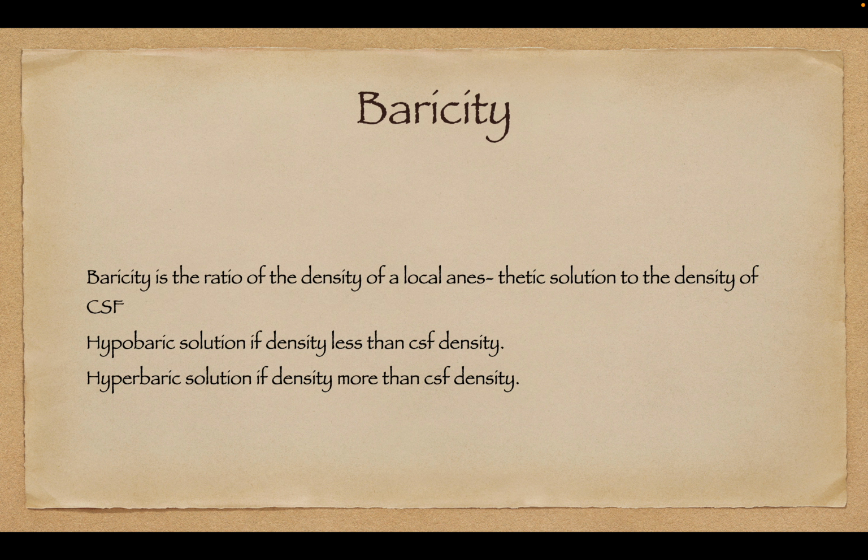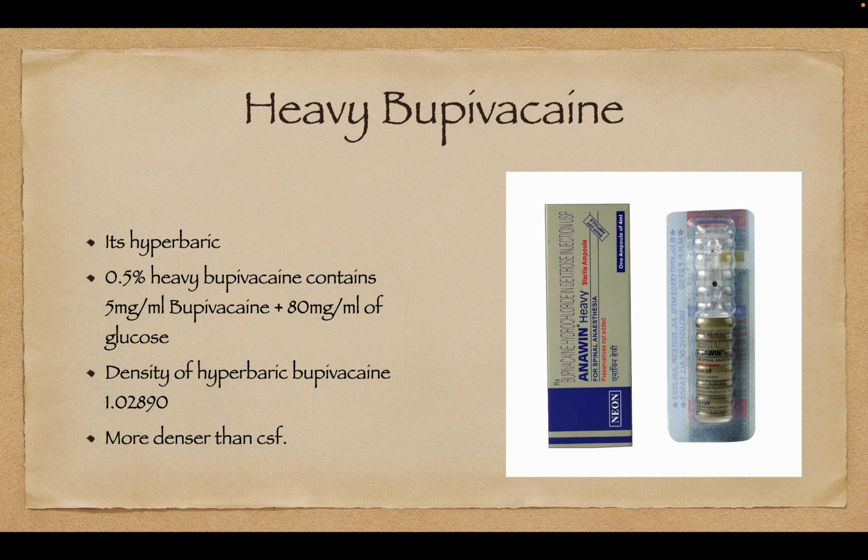And baricity is defined as the ratio of the density of the local anesthetic solution to the density of the CSF. So a solution is said to be hypobaric if its density is less than that of CSF density, and hyperbaric if its density is more than that of CSF density. As we know, the bupivacaine we are using for spinal anesthesia is hyperbaric. So why hyperbaric? As the term itself means, it's denser than the CSF, meaning that its density is more than that of the CSF density.